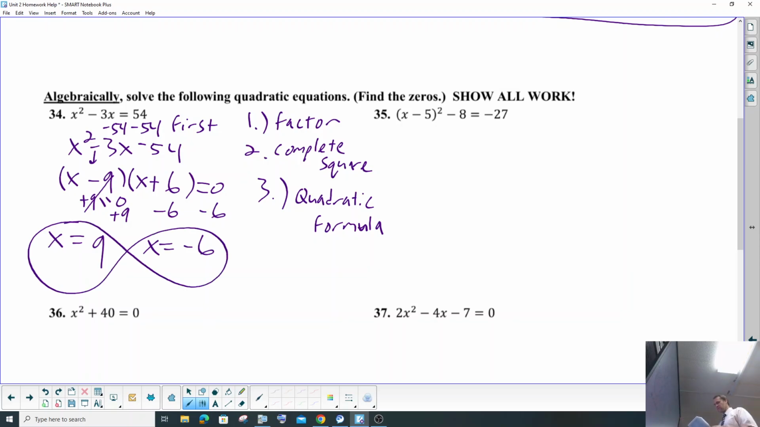Beautiful. Okay, so then, let's see here. Do you remember number 35? So you add 8 to both sides like that. And then negative 27 and 8. Is that negative 19? Yeah, I think that's negative 19.